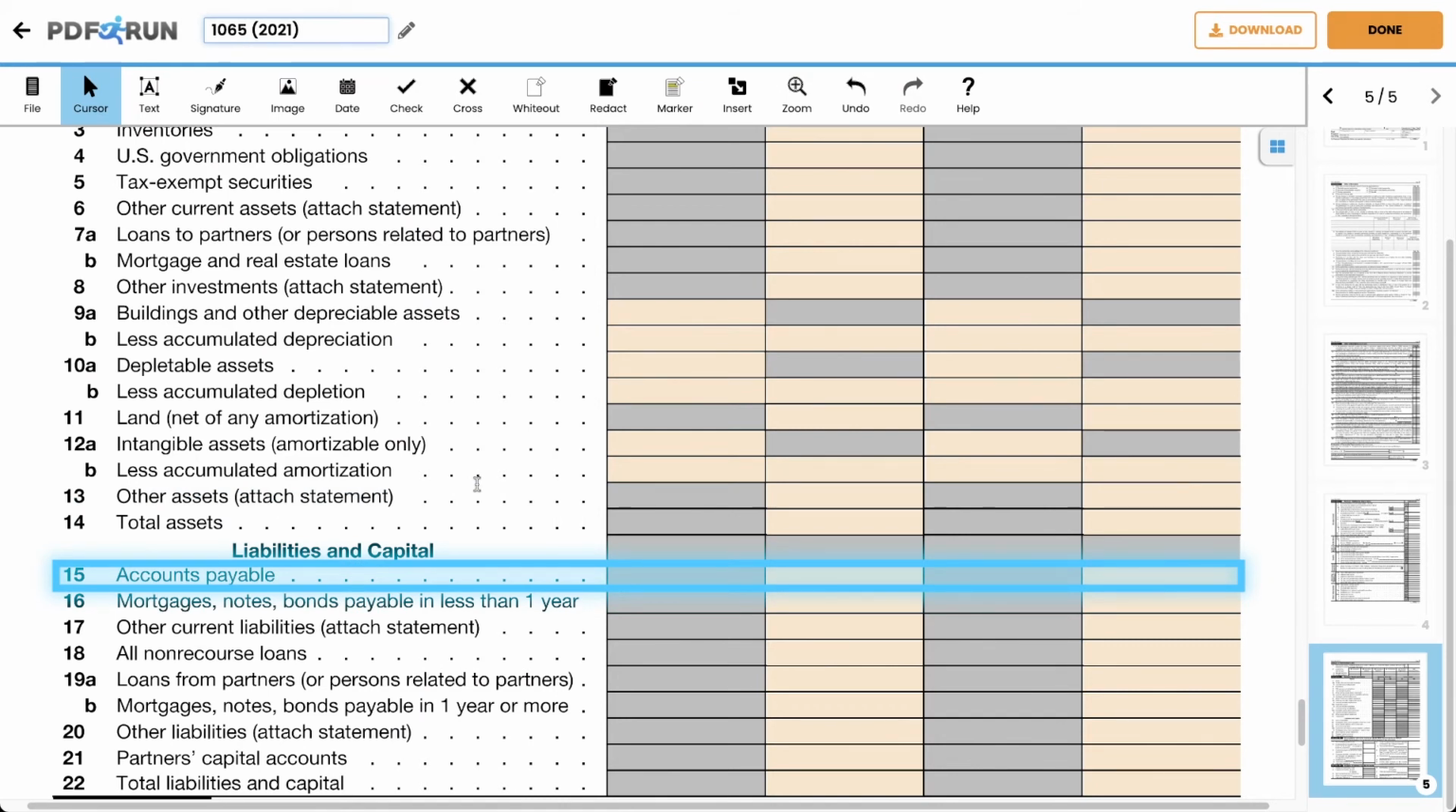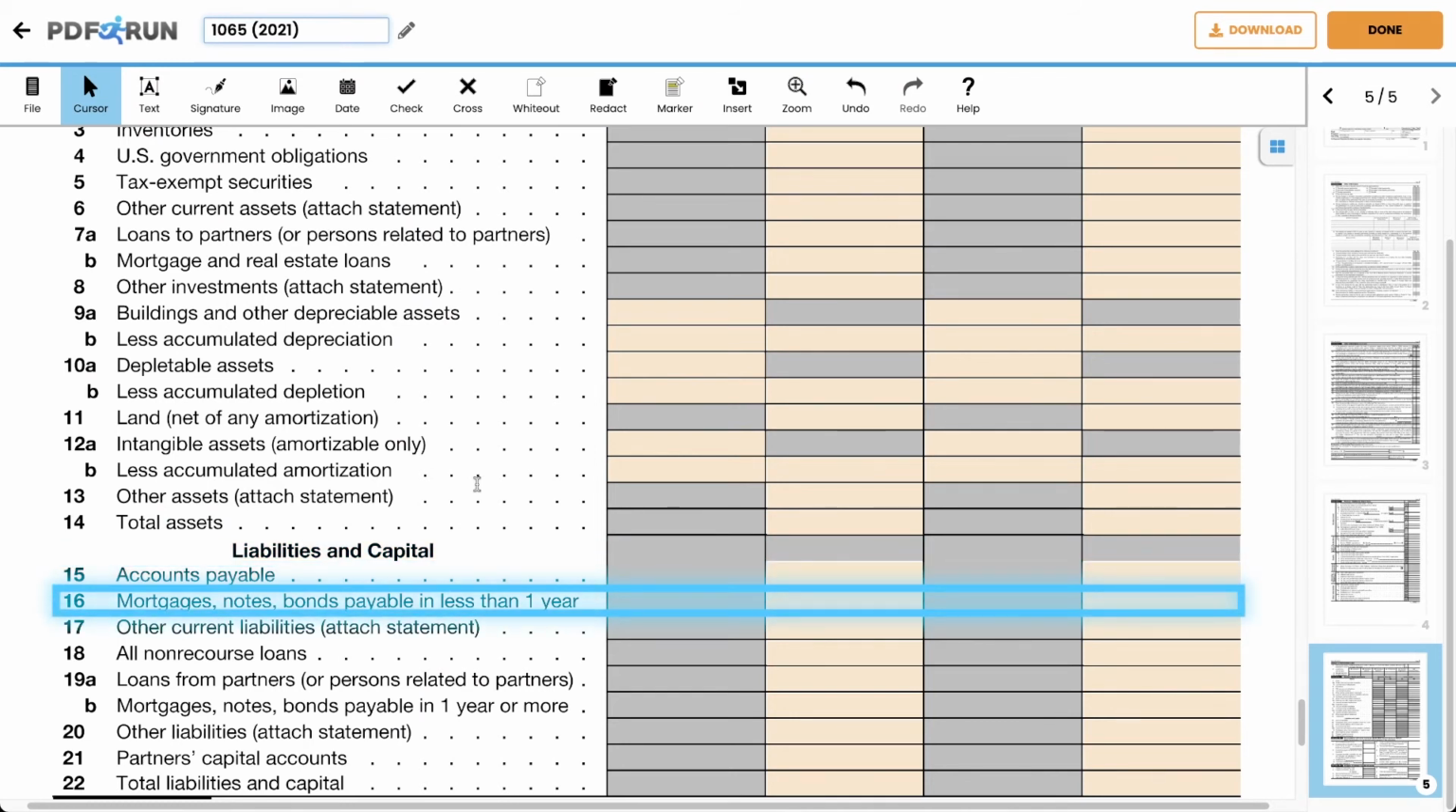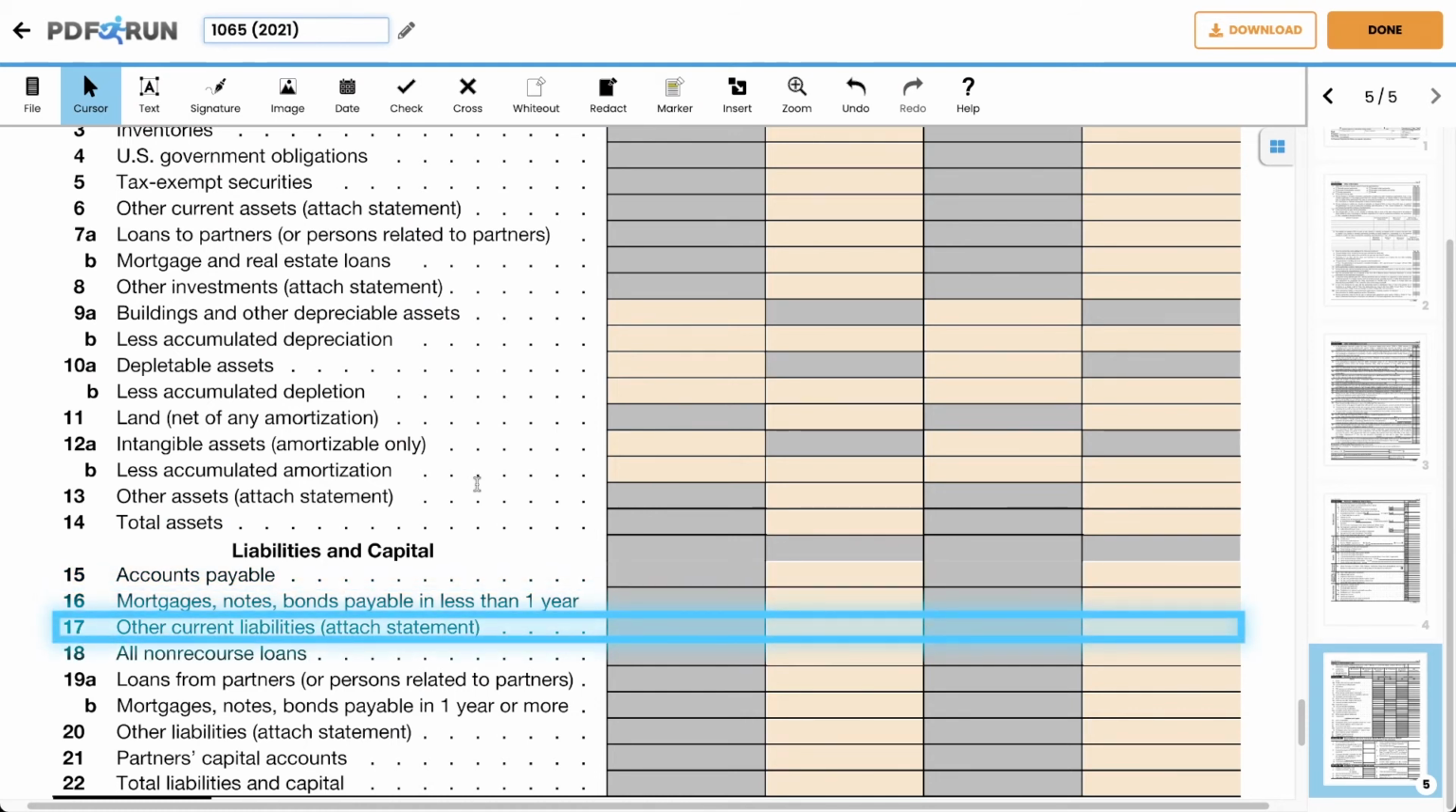Liabilities and capital. Line 15, Accounts payable. Enter the balances of accounts payable. Line 16, Mortgages, notes, and bonds payable in less than 1 year. Enter the balances of any mortgages, notes, and bonds payable in less than 1 year. Line 17, Other current liabilities. Enter the balances of any other current liabilities and attach the relevant statements to this form.